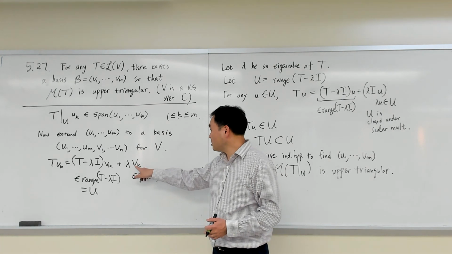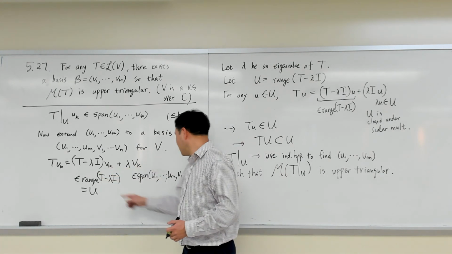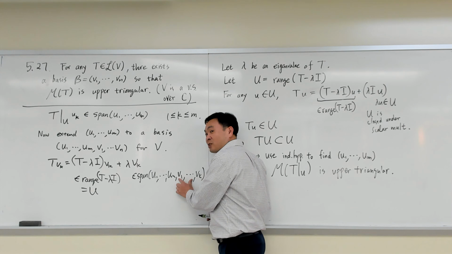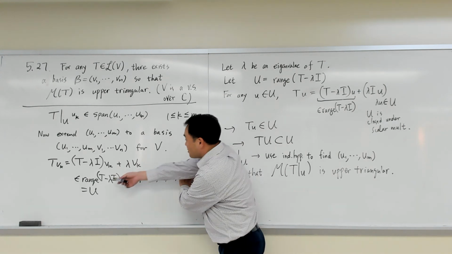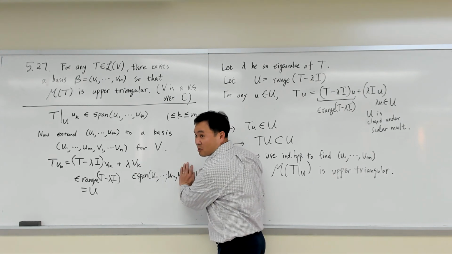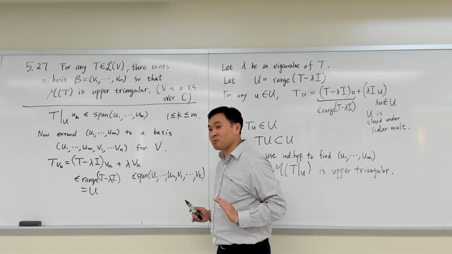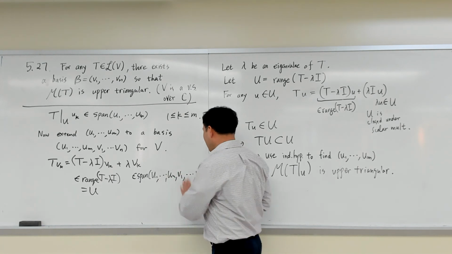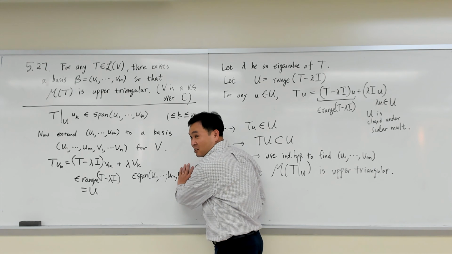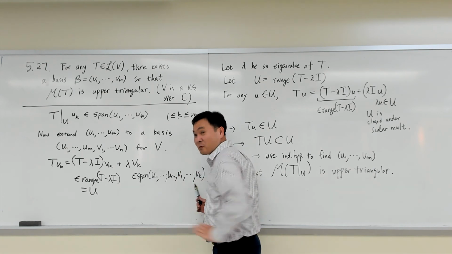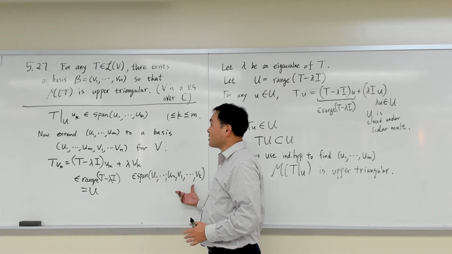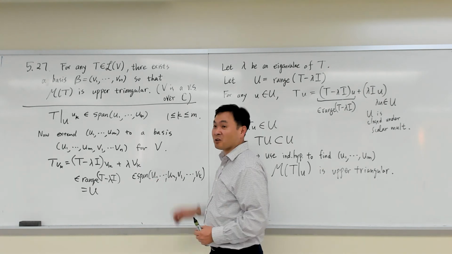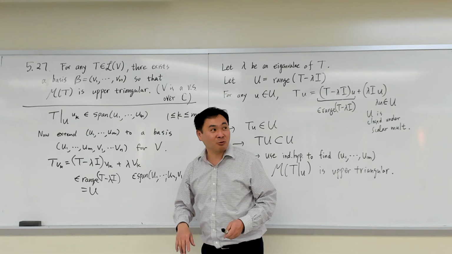Actually we don't use any of these. We just need these, because it's in here plus some lambda times vk. That's all we need. And then you put these back. Being in the span of this means it's also in the span of this. It doesn't hurt to have more things, right? So now you have that, and that's equivalent to saying that it's upper triangular. So that's it. That's the proof.